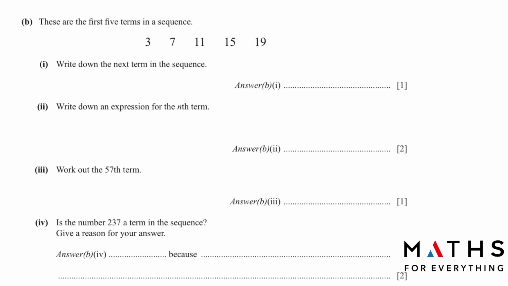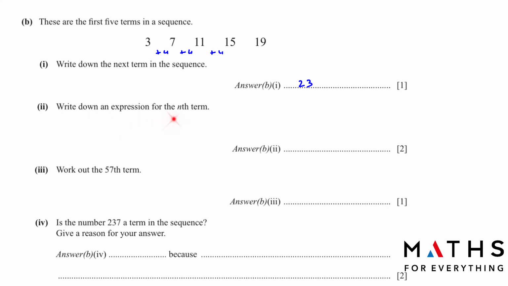To get the next term, we add 4. 3 plus 4, 7. 7 plus 4, 11. 11 plus 4, 15. So this is an arithmetic sequence. And 19 plus 4 will give you 23. So that's your next term. That is what they asked here. Write down the next term in the sequence.